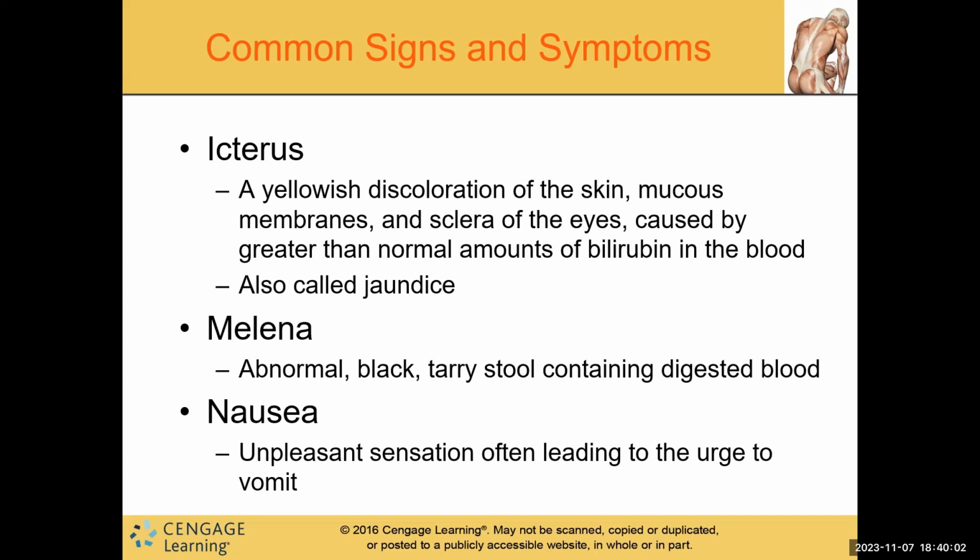Melena is an abnormal black tarry stool containing digested blood. Whenever someone has a black stool, it could mean they have blood in their stool. That usually means there's a bleed further up, maybe in the stomach or the small intestine, because it's been partially digested when it's black. Now, if you see fresh blood in the stool, then it's probably coming from the lower intestine. And then nausea is the unpleasant sensation leading to the urge to vomit.